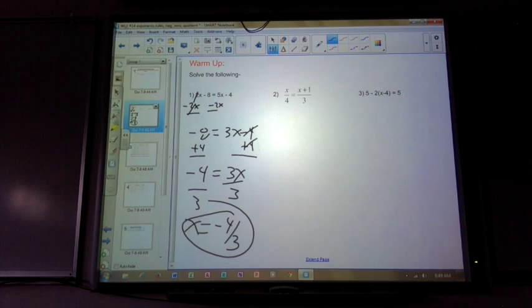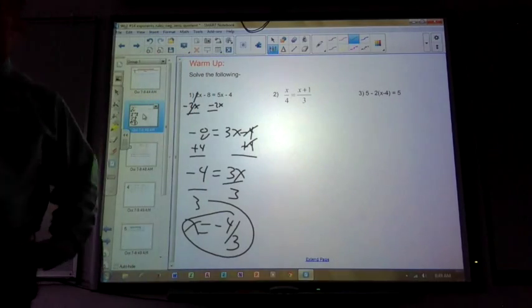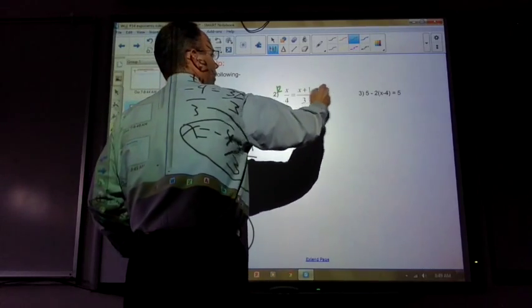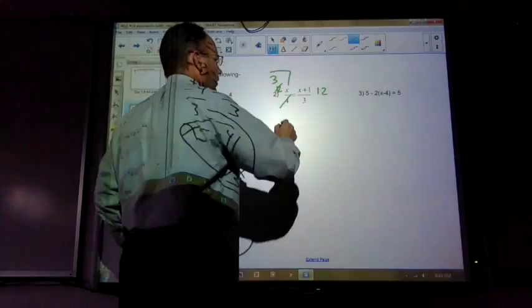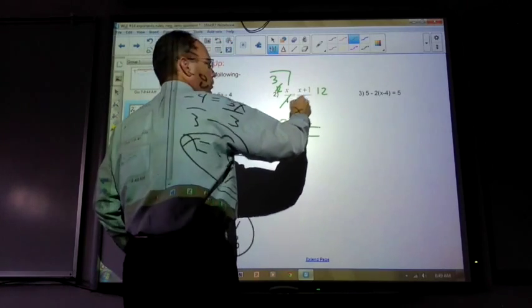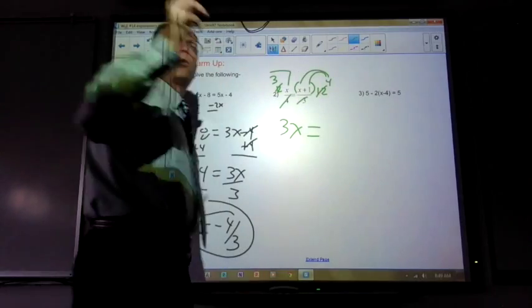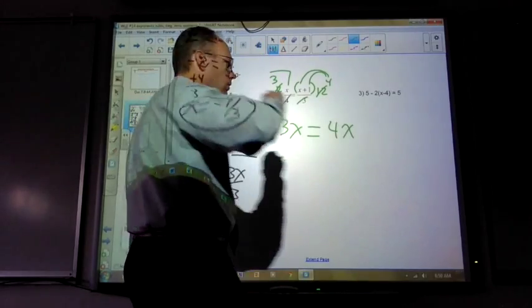Your favorites. The F word, fraction. How am I going to clear that fraction? What should I multiply both sides by? What number do 4 and 3 have in common with each other? 12. I like it. So I'm going to multiply this by 12 and this by 12. So 4 goes into 12 3 times, so 3 times x is... Okay, equals 3 goes into 12 4 times. I'm going to have to distribute that. So 4 times x and 4 times 1. So what's 4 times x? 4x. 4 times 1? Sweet.